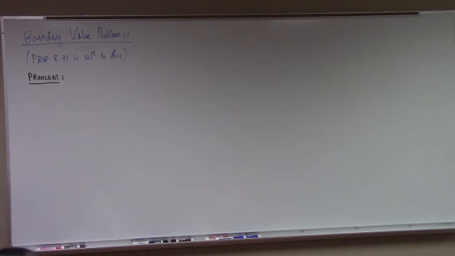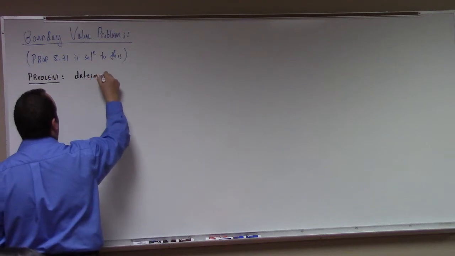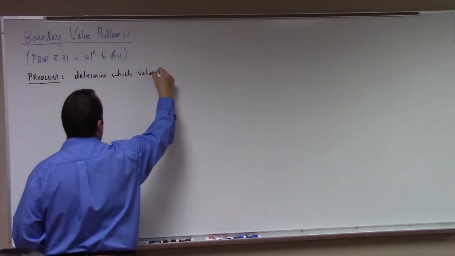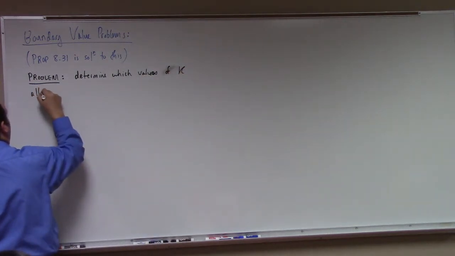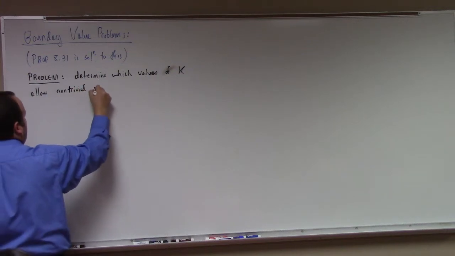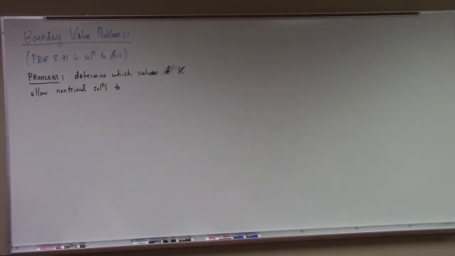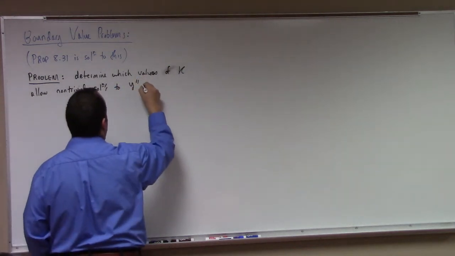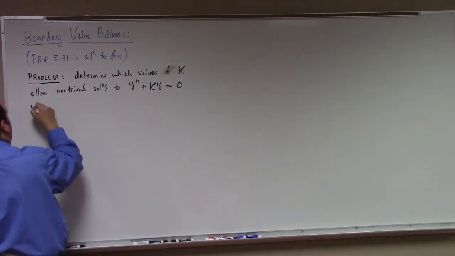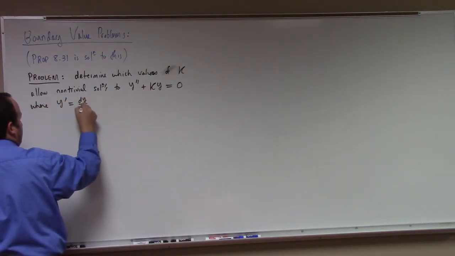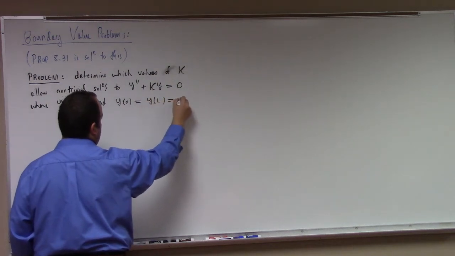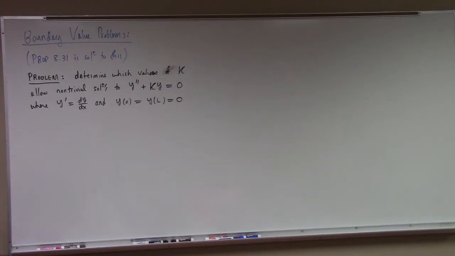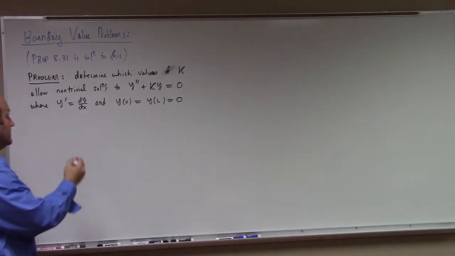Determine which values of big K allow non-trivial solutions to y prime prime plus big K times y equals 0, where y prime denotes dy dx, and we have y of 0 equals y of L equals 0. So this is the problem.